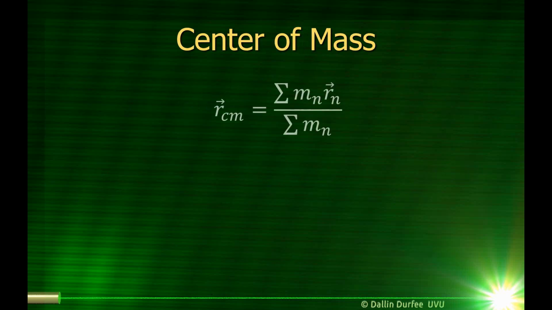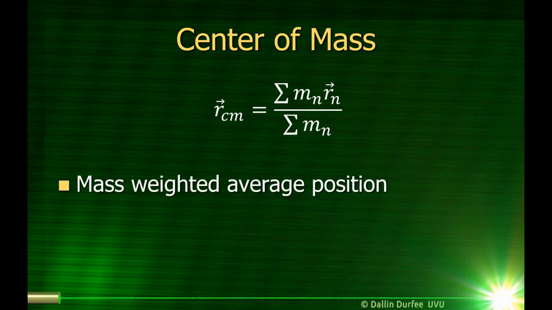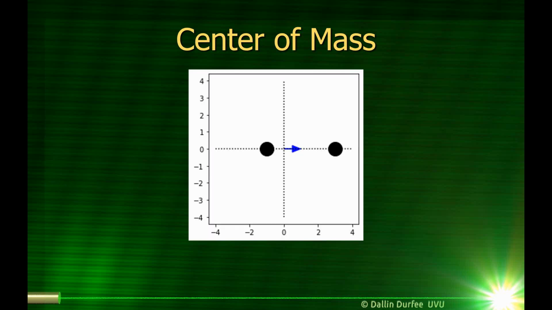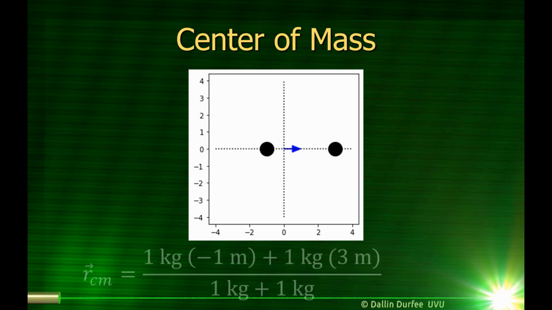The center of mass of an object or a group of objects is simply the sum of the masses of each object times the position of each object, divided by the sum of the masses. It's basically a mass-weighted average position. So for example, if I have two equal masses, one at x equals -1 and one at x equals 3, the center of mass is just their mass-weighted average position. It's the point directly between them, right?